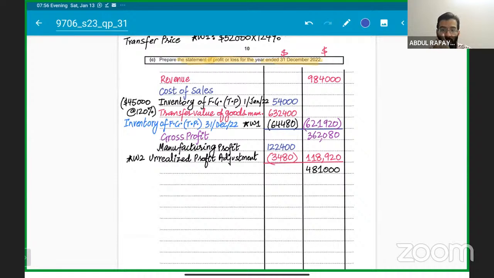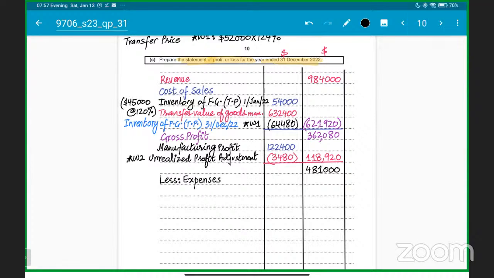3,480 will be subtracted as the unrealized profit adjustment. We have found out the opening unrealized profit from the opening inventory and the closing unrealized profit from the closing inventory. And now it's very simple. You have to just go for expenses. Can I get a response quickly? Less the expenses. Any problem? Clear.